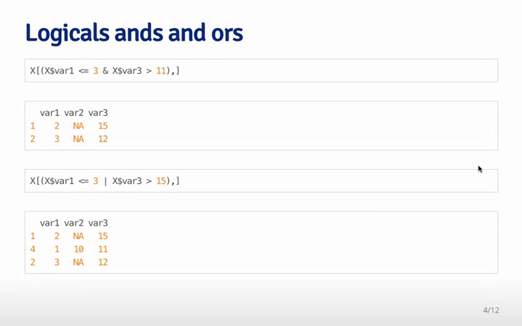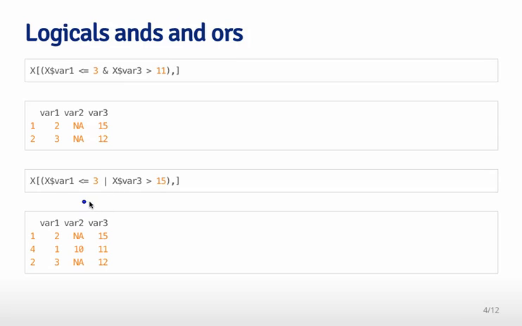The other thing that you can do is subset using logical statements. So for example, suppose I want to find out all the rows of x where variable 1 is less than or equal to 3 and variable 3 is greater than 11. To define those rows, I can pass this logical argument to subset the rows, and I end up with just the rows where both of those conditions are met.